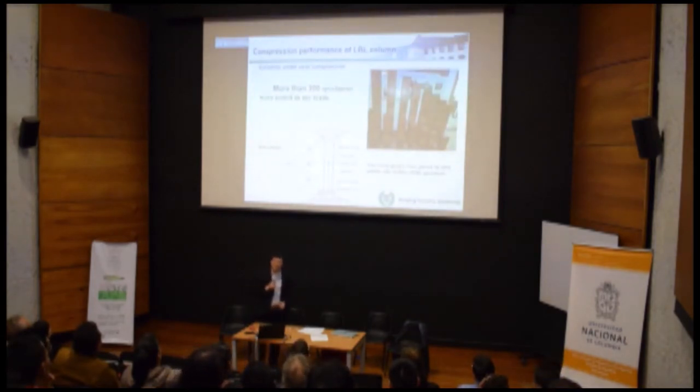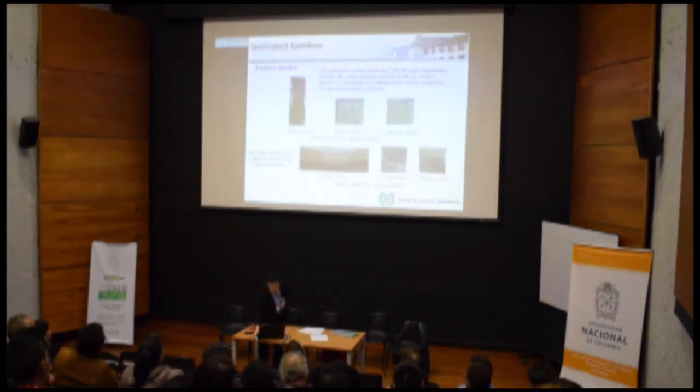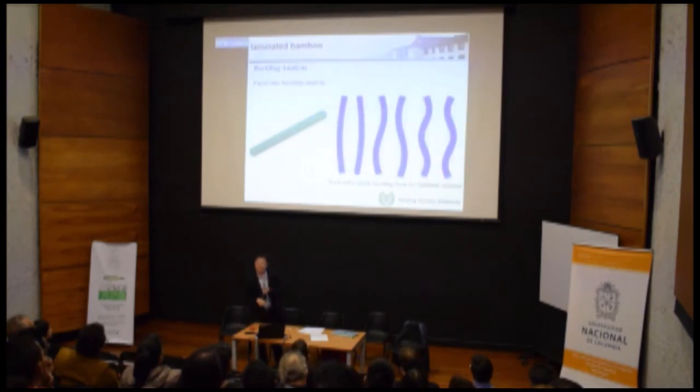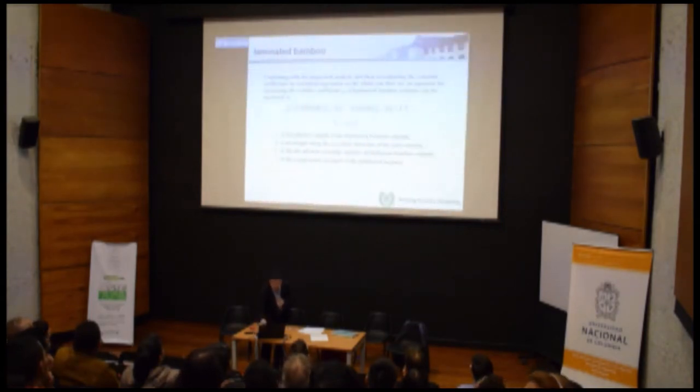Besides the beam tests, we have done a large quantity of experiments on columns. More than 300 specimens have been tested in my team. The main influencing factor considered in our team is the slenderness ratio. This picture shows the failure modes. There are two main failure modes for column specimens under axial compression. We also did finite element analysis for laminated bamboo columns under axial compression. Based on the test results and the finite element analysis results, a formula was proposed by our team, which can be used to design columns in building applications.